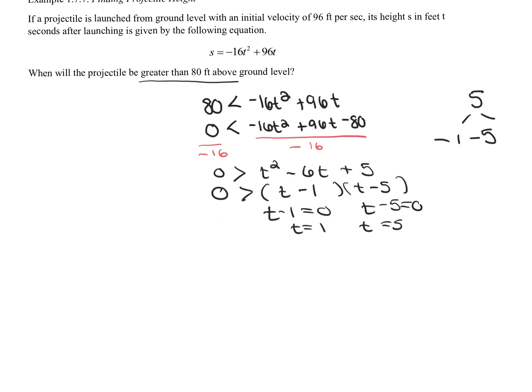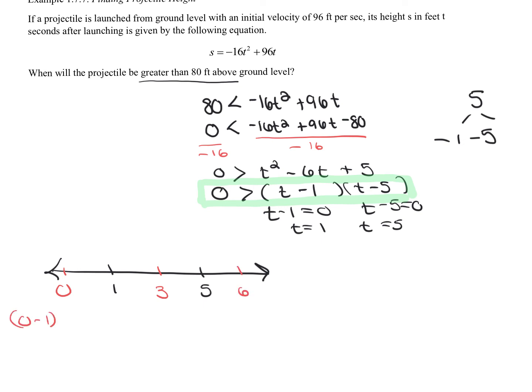I'm going to put this on a number line in order, 1, 5. I'm going to use this version right here. The zeros on one side, it's nice and factored. I'm going to plug in zeros down here. There's a 3 in here and a 6 here. So when I plug in 0, I get 0 minus 1, 0 minus 5. That's going to be a negative 1 times a negative 5, which is going to result in a positive. So I'm going to shade above.